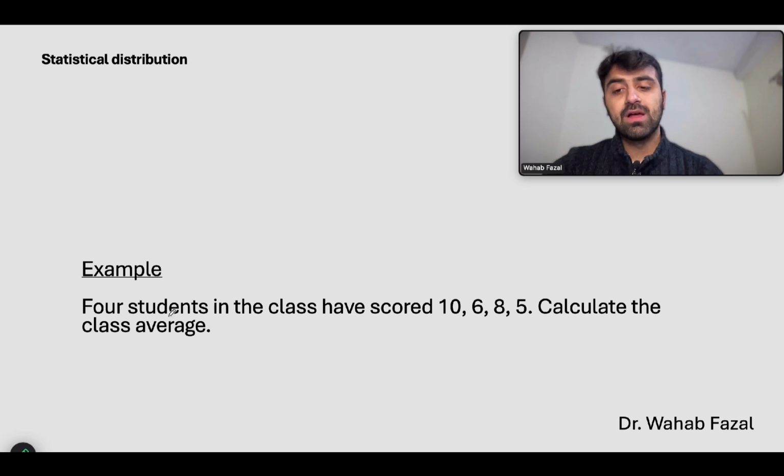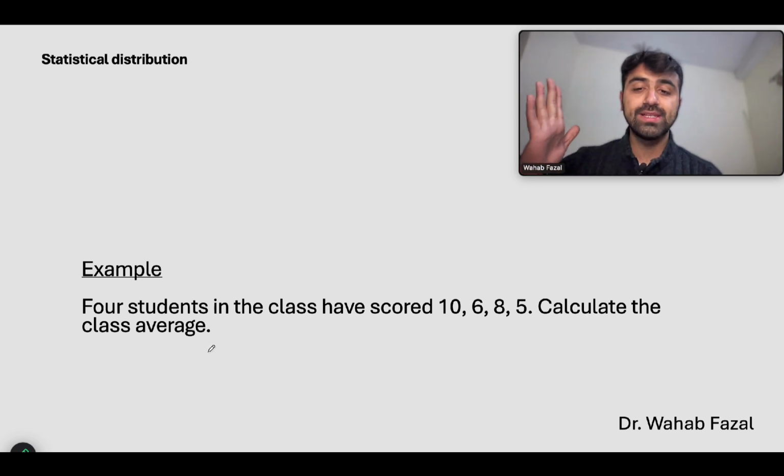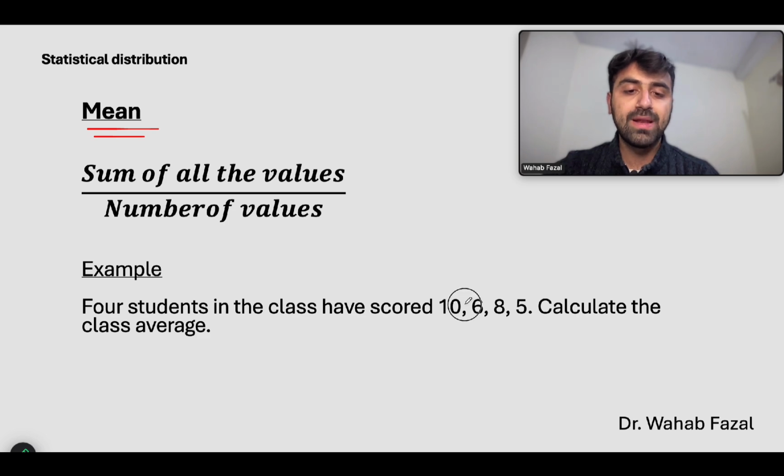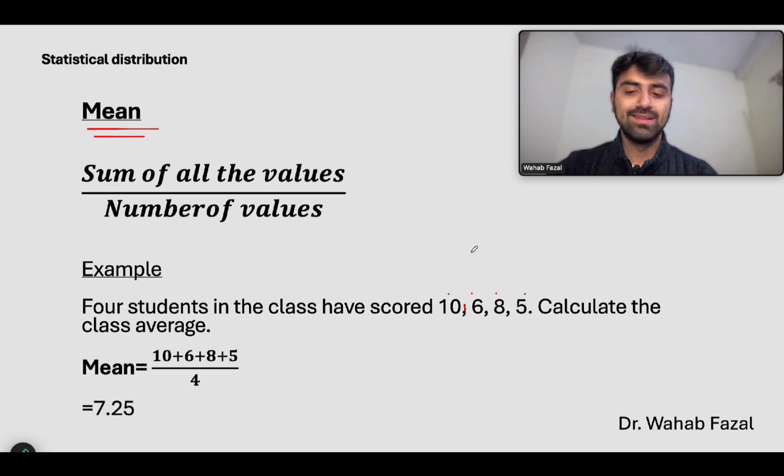So let's take an example. Four students in a class have scored 10, 6, 5, and 8. Calculate the class average. Whenever someone says calculate the class average, they mostly mean the mean. Pun intended. So how do we calculate mean? You take a sum of all the values: 10 plus 6 plus 8 plus 5, and then you count the number of values: 1, 2, 3, and 4. Simply put, that's how you calculate mean. You just add up all the values and divide by the number of values. You must have done this before. This is how we usually calculate the class average.